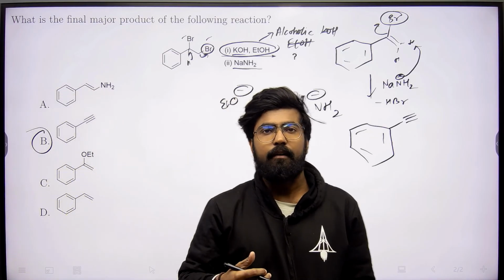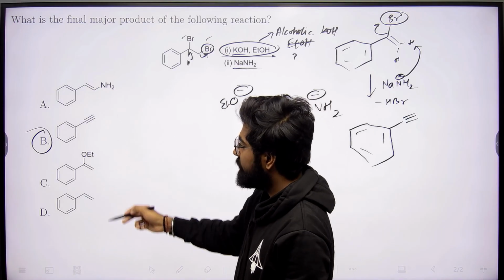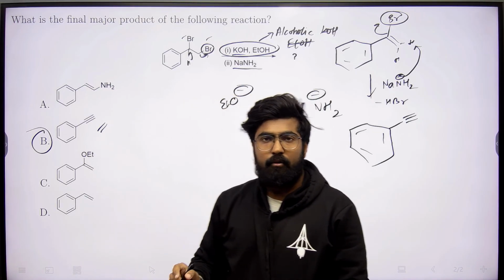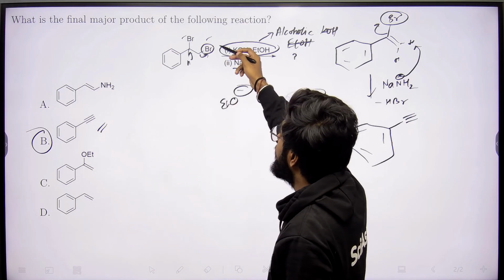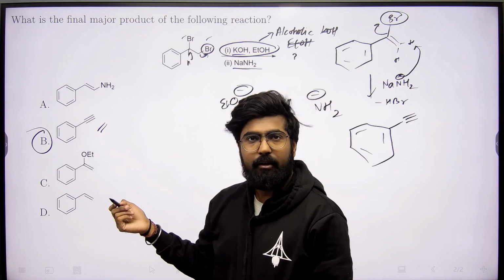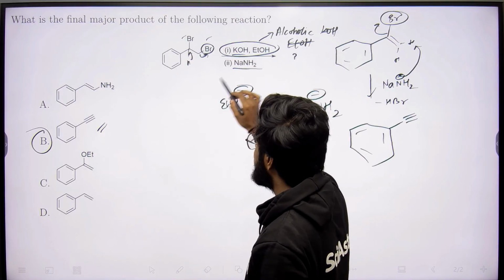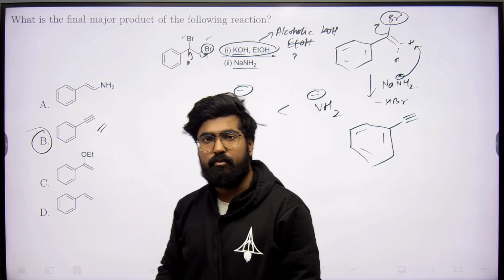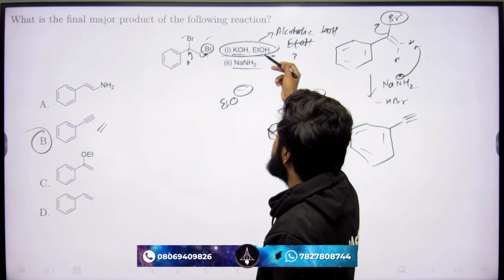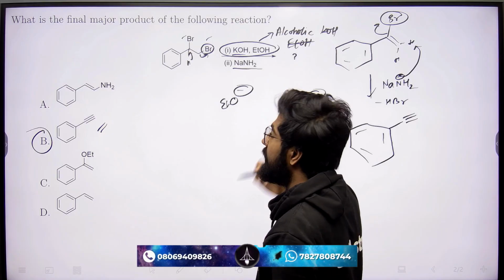But in the answer key, it was mentioned that none of these is correct. However, you can look closely into the NCERT of this chapter, haloalkanes and haloarenes. You will find that this reaction is given, and this concept is clearly shown that double elimination can happen if we use KOH, EtOH in the first step and NaNH2 in the second.